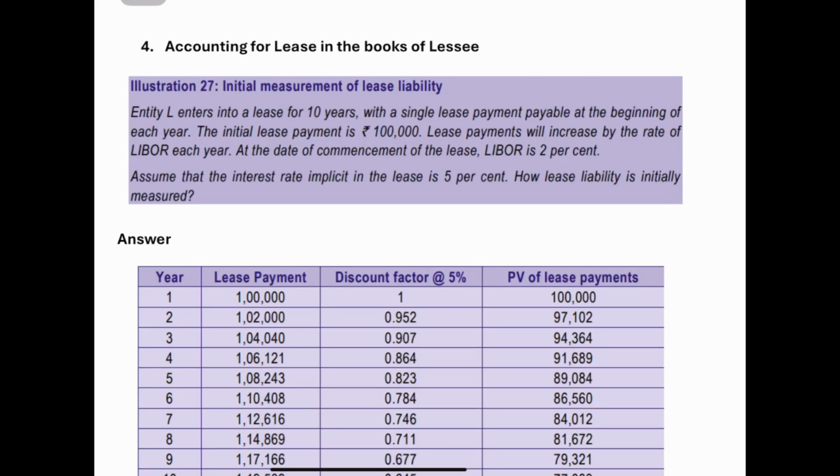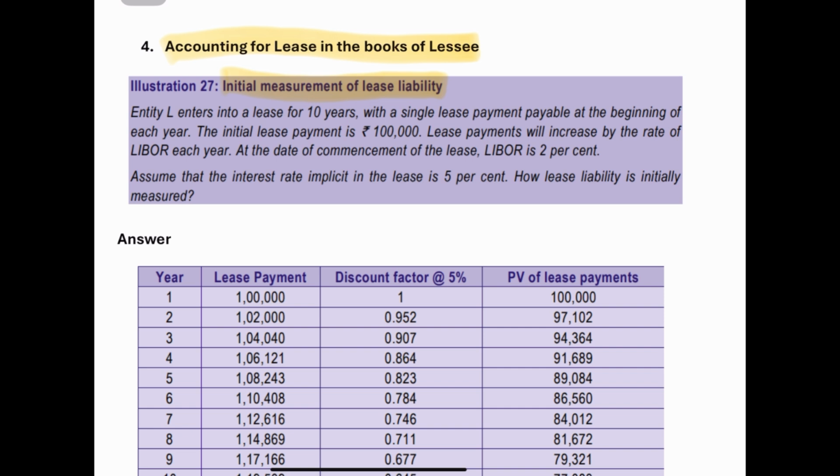Hello, hi students. So in this video, we'll try to continue on Ind AS 116 concepts. So here we try to particularly cover how accounting for lease in the books of lessee can be done under Ind AS 116. So we'll take a few examples. First, in illustration 27, here we can see how the initial measurement of lease liability should be recognized in the books of lessee.